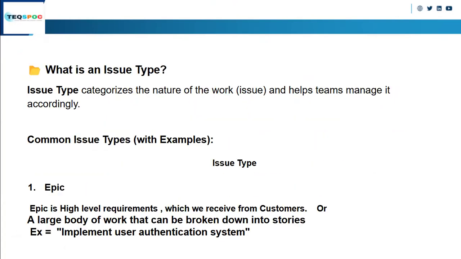First we will see what is an epic. The first issue type is the epic. An epic is a high level requirement which we receive from the customer, a large body of work that can be broken down into stories. An epic is basically the first thing in software development. So an epic is a large level of requirement. Like if the customer said, create the home page of a website, or create a user authentication system. This is a large requirement.